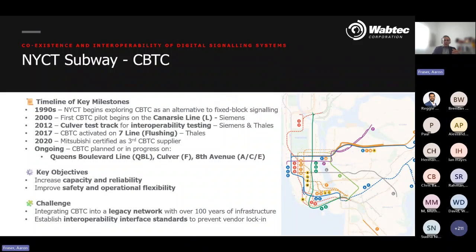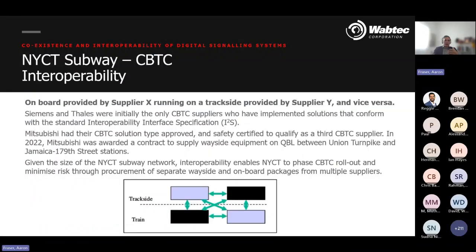So while the rollout has to date been complex due to the age and density of the infrastructure, as well as some of the challenges that they've had in terms of trying to prove and implement interoperability, it has laid the foundation for a more reliable and flexible subway system. Each deployment also builds on lessons learned, including how to manage operations during cutovers and how to maintain service during upgrades. So now let's have a look at how interoperability was achieved for New York City subway.